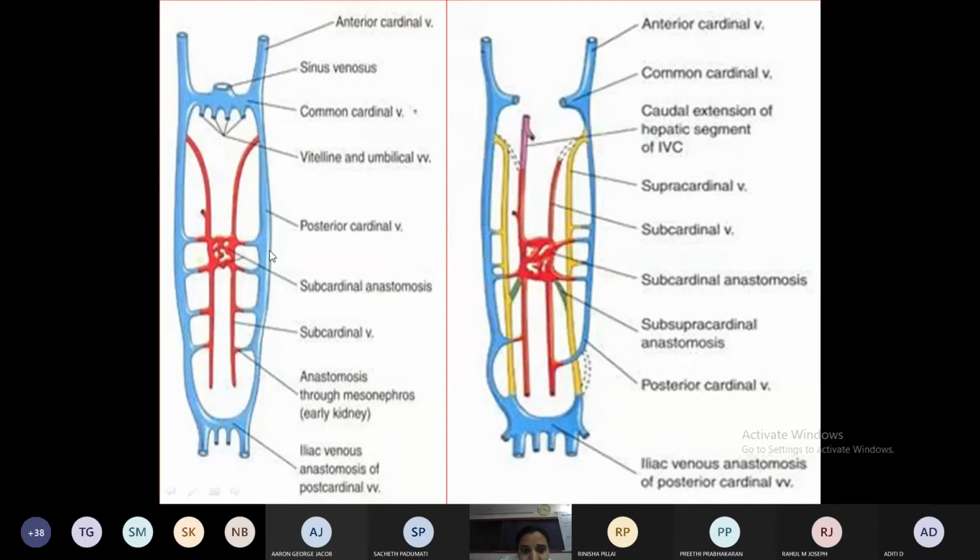These anastomotic channels anastomose these two venous channels. They anastomose with the posterior cardinal vein. Okay, one more pair will appear, that is the supracardinal, above the posterior cardinal. So below is subcardinal, above the posterior cardinal is supracardinal. Then anastomosis occurs between the supracardinal and subcardinal. This green one you can see is the subcardinal supracardinal anastomosis.